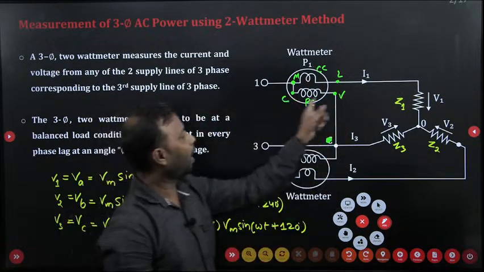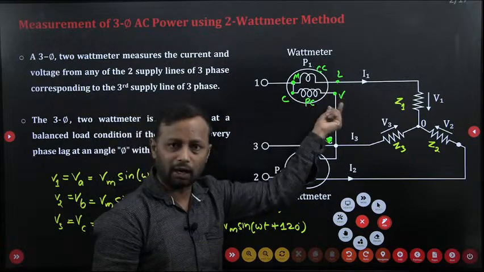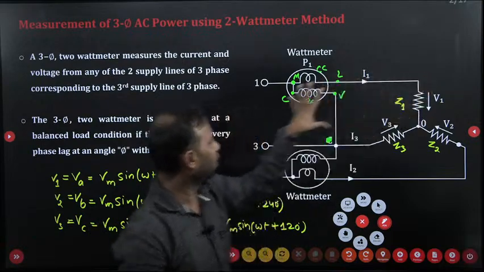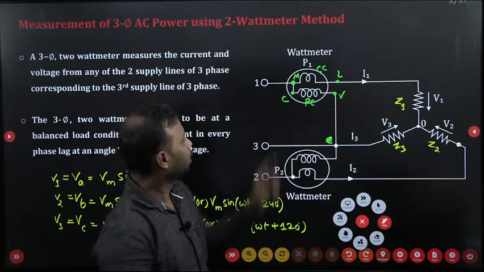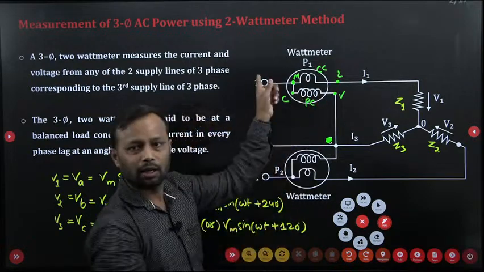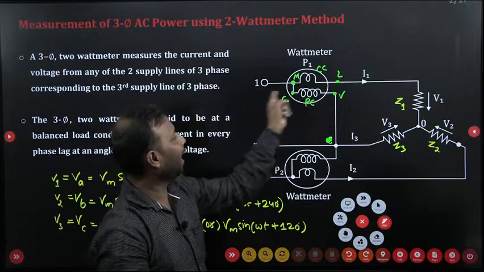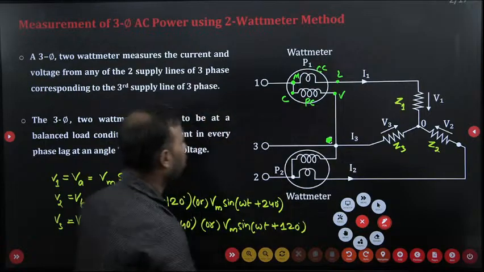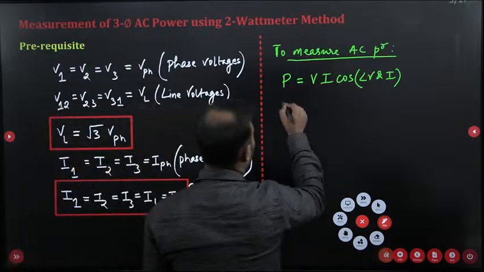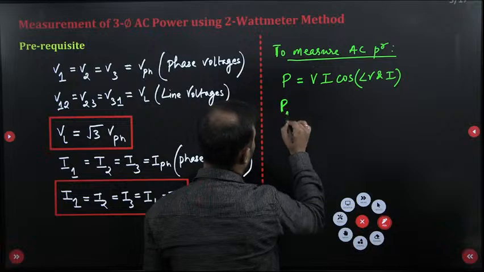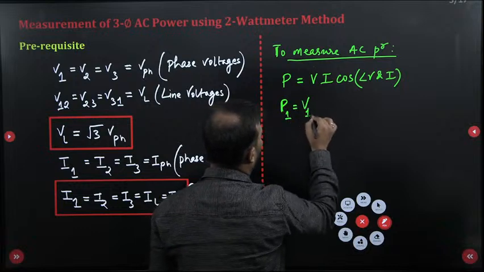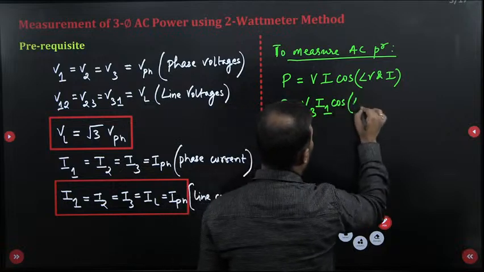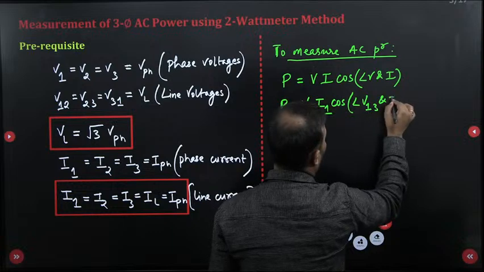So therefore this coil, see this PC is what? Potential coil, which measures the potential across this line 1 to line 3. See the connection. So the potential coil is connected between line 1 to line 3, whereas your current coil is connected in line 1. So my dear friend, this P1 is what? It measures the voltage from 1 to 3, current I1 and cos of angle between V13 and I1.